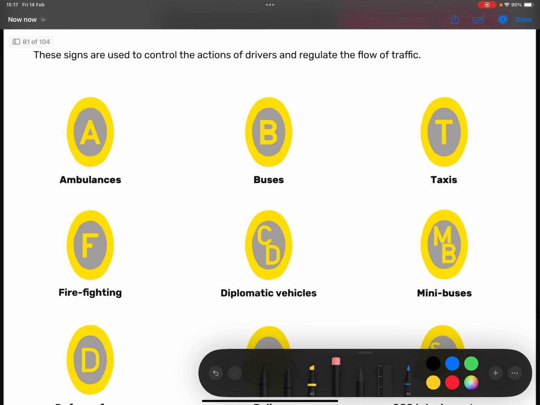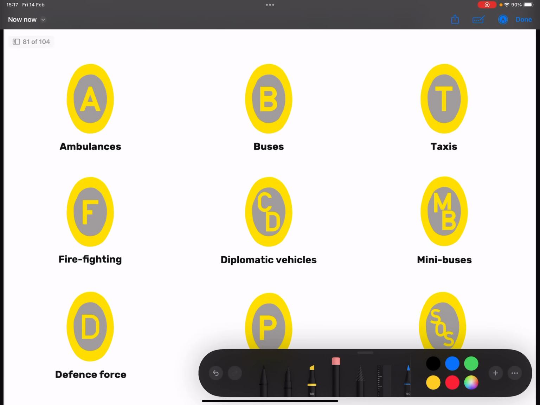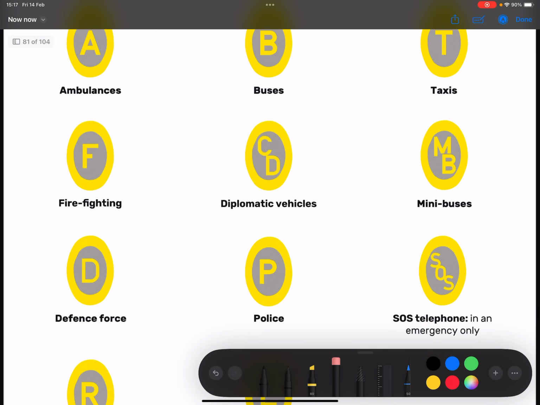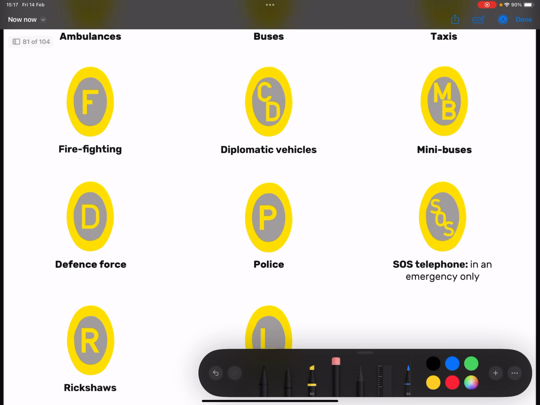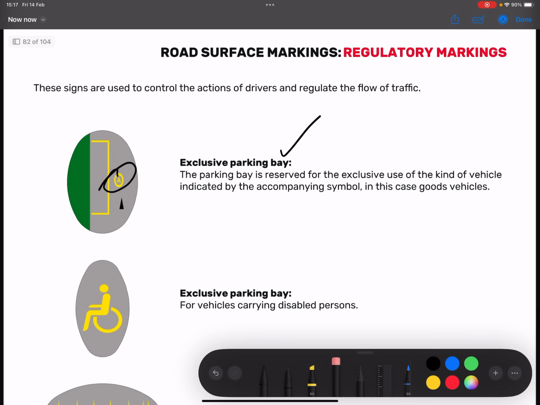Okay. All right. And then you have the exclusive vehicle symbols. So these symbols are for exclusive vehicles, such that A for ambulance, B for buses, T for taxis, F for firefighting, and so forth. These are exclusive vehicles. Your private vehicle is not an exclusive vehicle. It's just a car. It's your car. Okay? So don't feel special. Okay? Right.